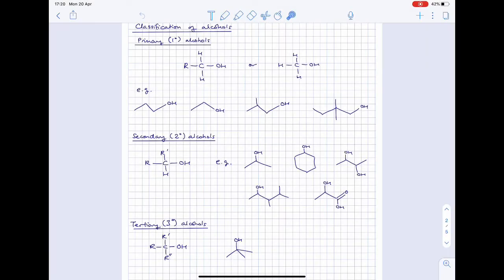You can also classify alcohols in terms of the number of alkyl groups that are bonded to a carbon bonded to the hydroxyl group. So for example, a primary alcohol would be one where the hydroxyl group is bonded to a carbon with only one or no alkyl groups bonded to it. A secondary alcohol would be one where the hydroxyl group is bonded to a carbon bonded to two alkyl groups. And a tertiary alcohol would be one where the hydroxyl group is bonded to a carbon bonded to three alkyl groups.